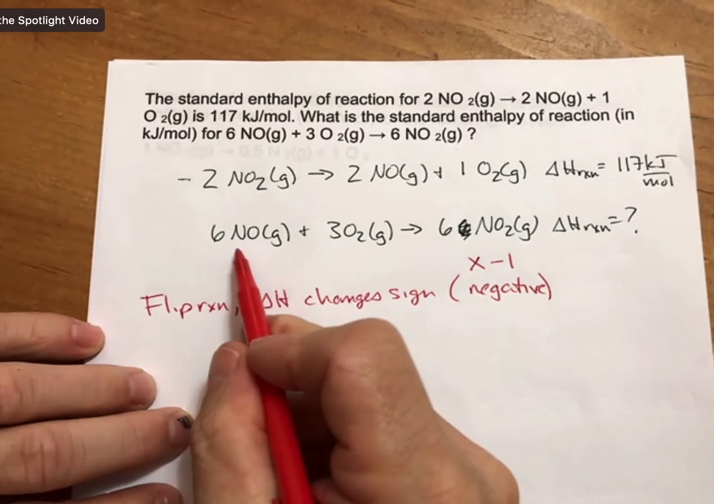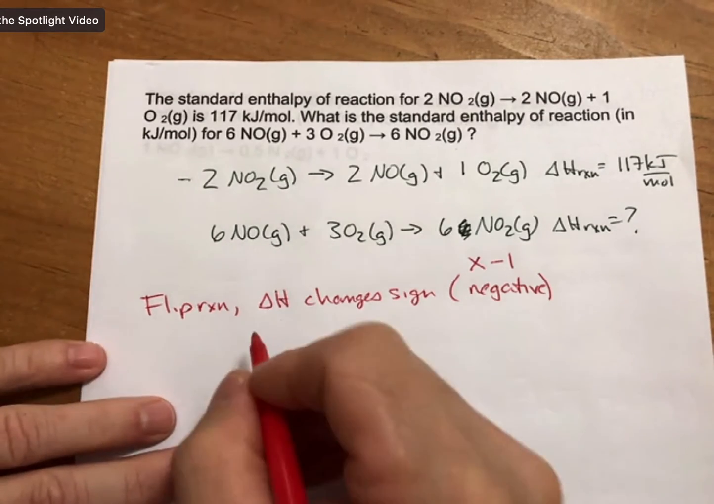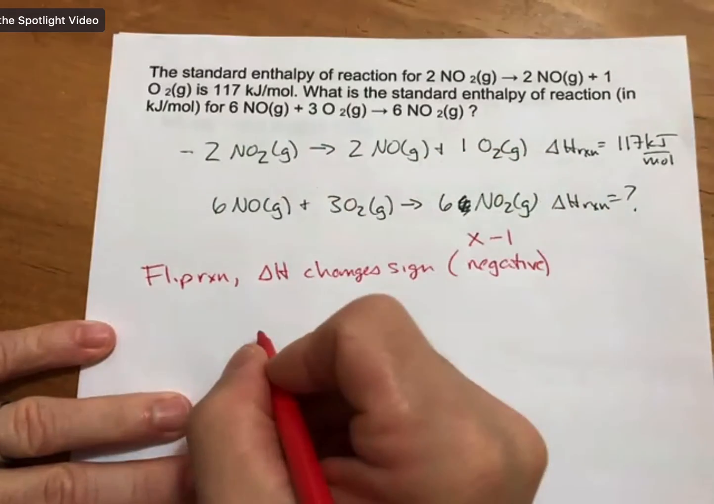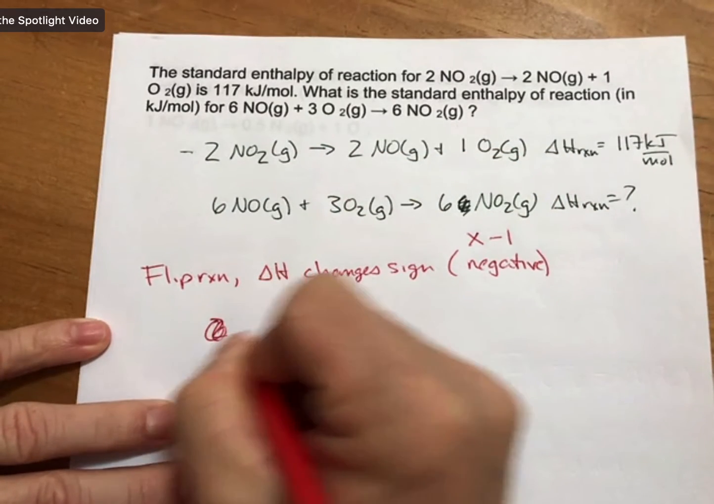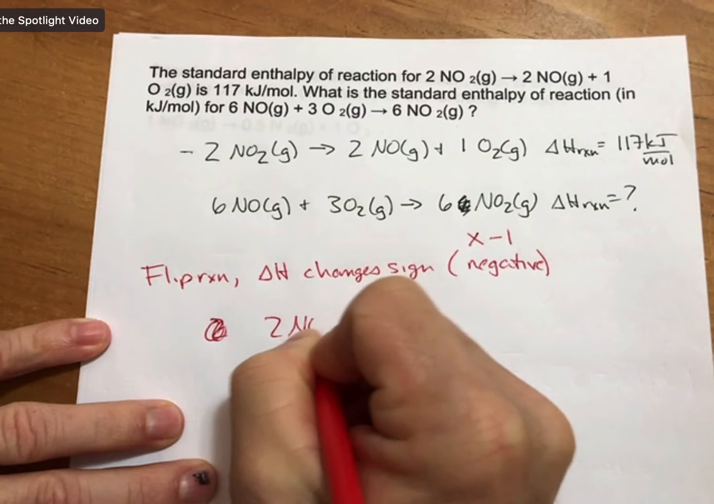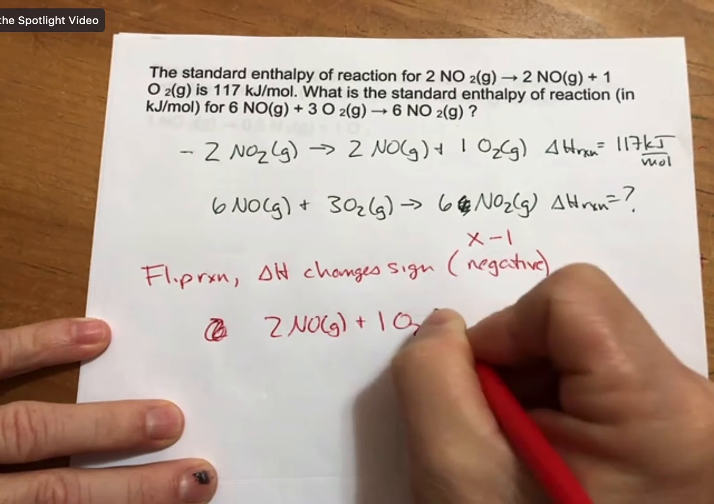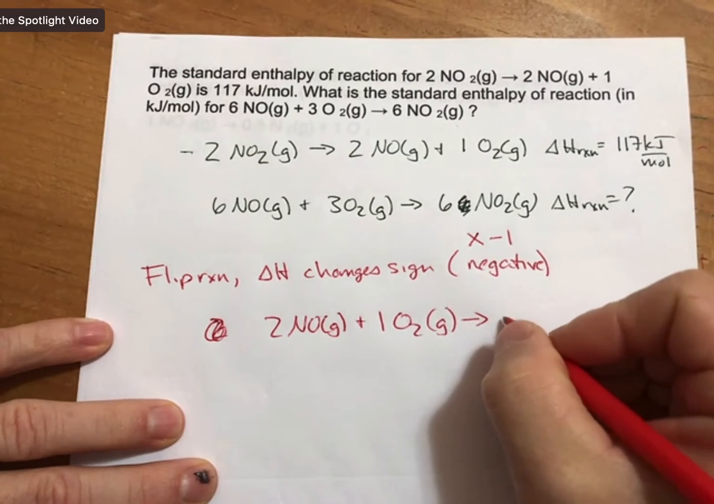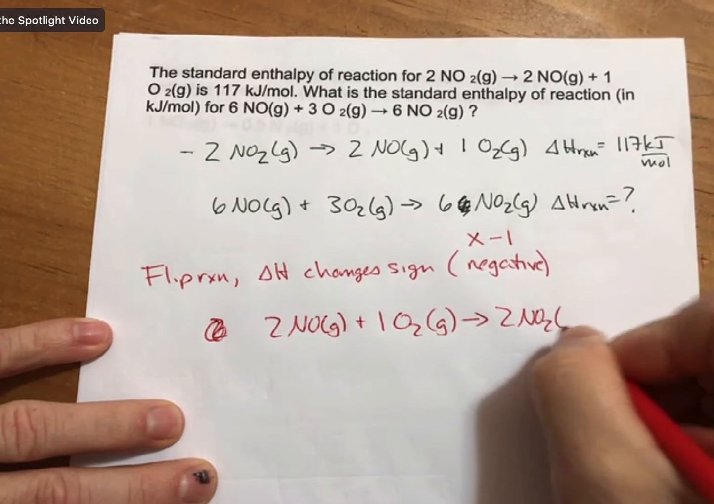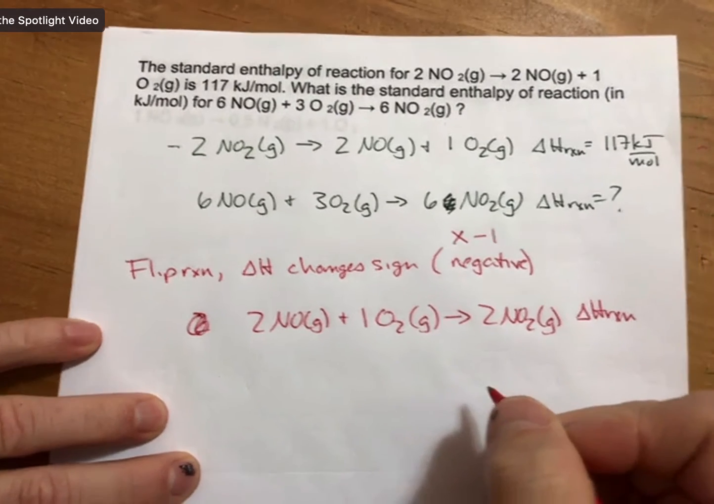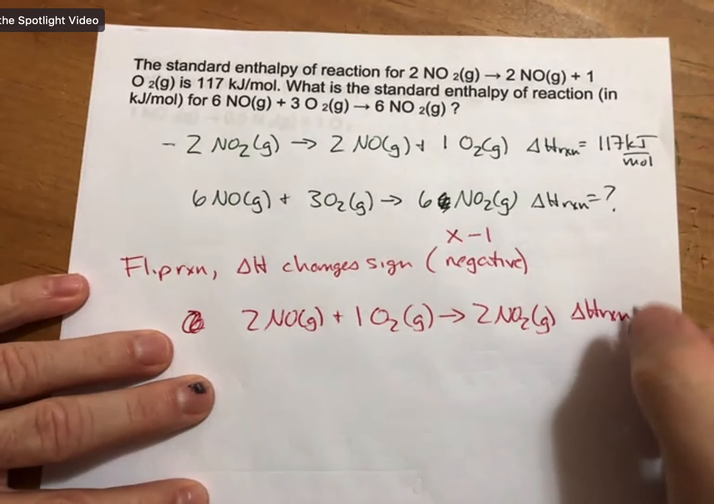And so now let's do this one step at a time. If we take this top reaction and flip it, we get 2NO plus 1O2 goes to 2NO2. Delta H reaction will just be -117.